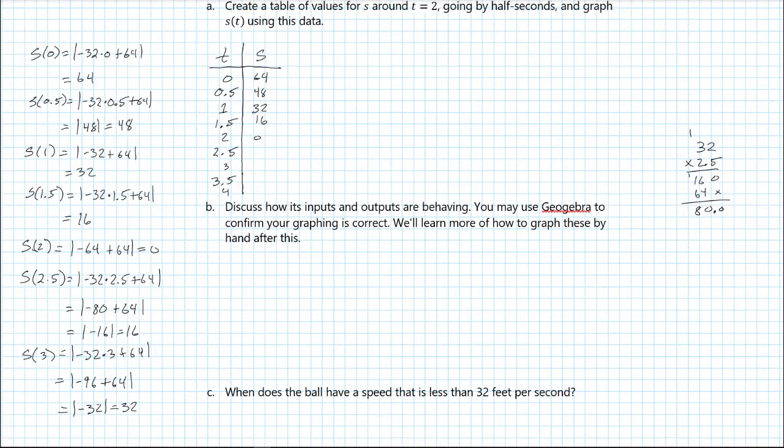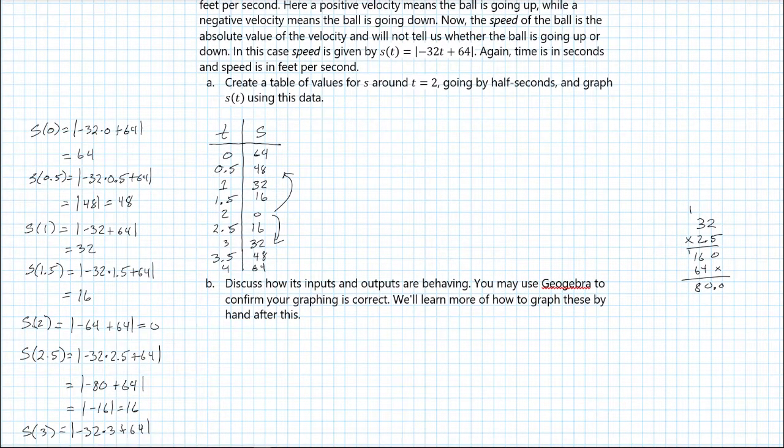Now, it's 16 for 2.5, 32 for 3, then it's going to go to 48, and then 64, and we see that symmetry around when t equals 2. All right, let's get a graph up then. So everything's positive, and we're worrying about t equals 2, so let's get this off to the left.